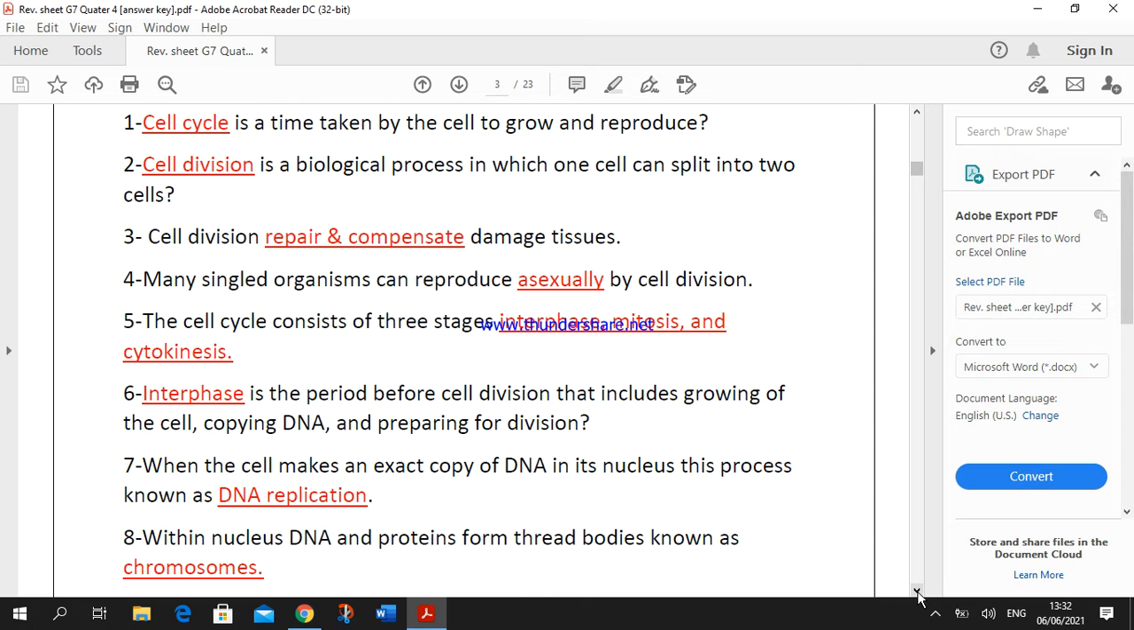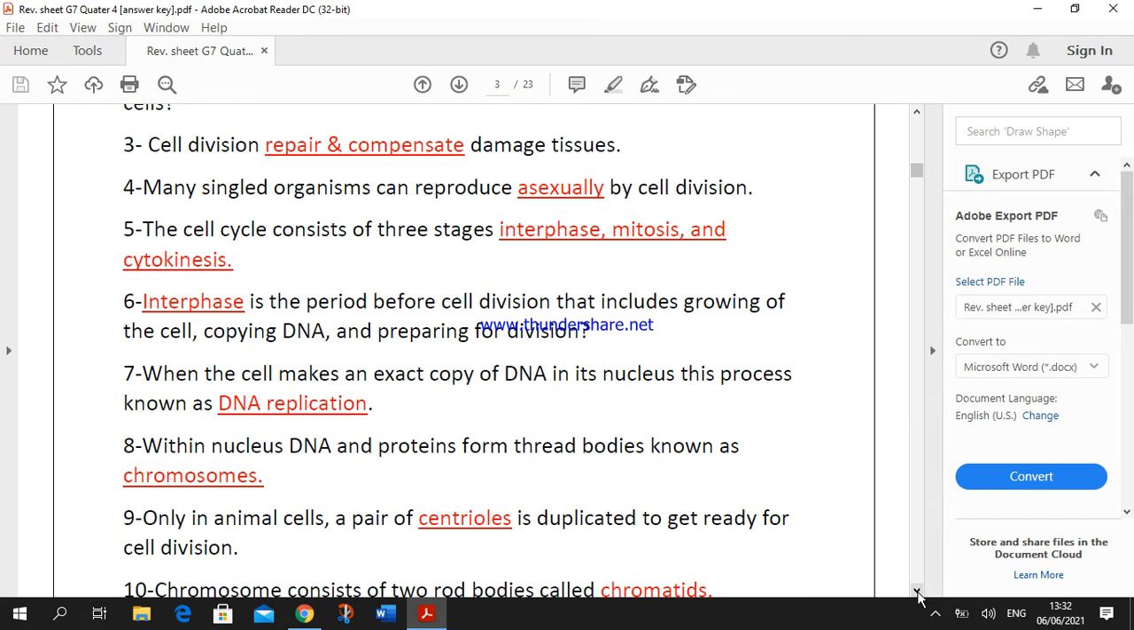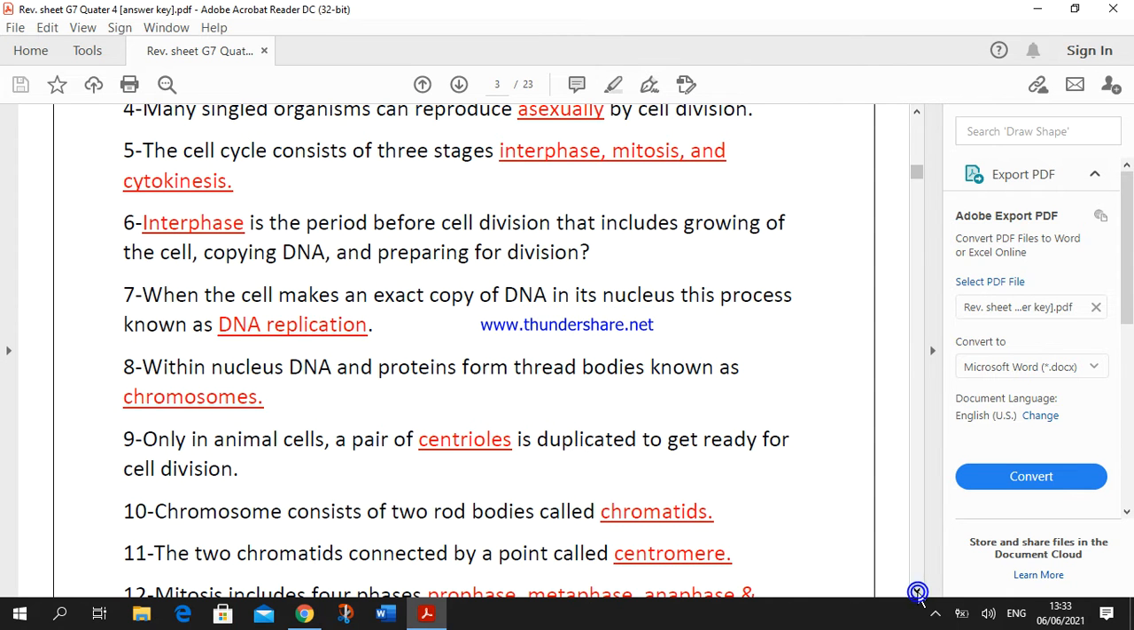5, the cell cycle consists of 3 stages: interphase, the second stage mitosis, and the third one cytokinesis. Number 6 is the period before cell division that includes the growing of the cell, copying DNA, and preparing for division, known as interphase. 7, when the cell makes an exact copy of DNA in its nucleus. This is a process known as DNA replication. 8, inside the nucleus, DNA and the proteins form bodies known as chromosomes.